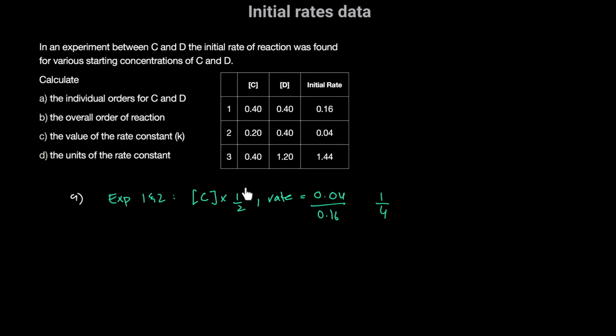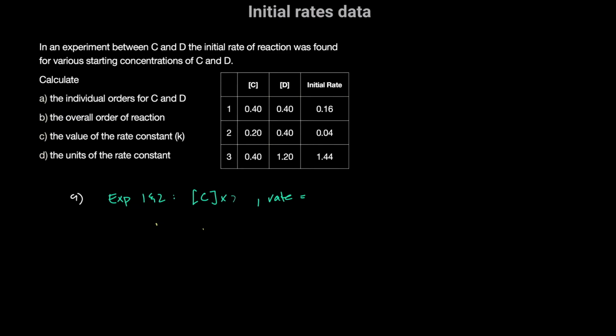So 1 over 2 to what power gives you 1 over 4? We know that 1 over 2 to the power of 2 gives me 1 over 4. So here the order is 2 with respect to C. Alternatively, to make it easier for ourselves, we can say that in experiment 1 in comparison to experiment 2, the concentration of C is double that of experiment 2.